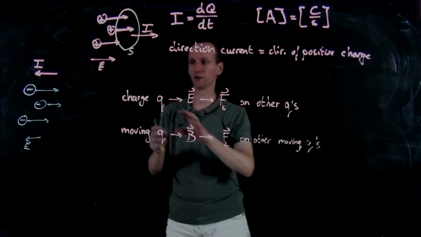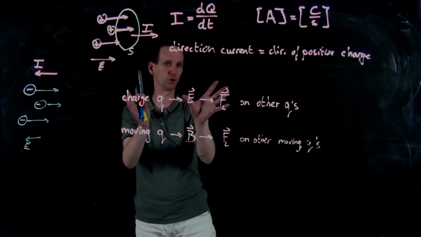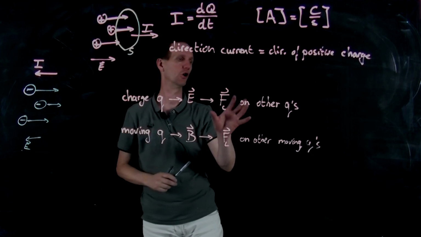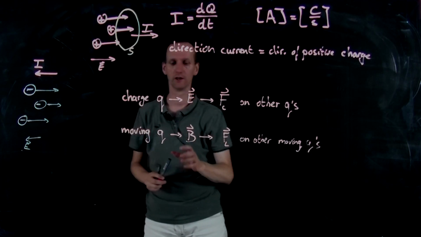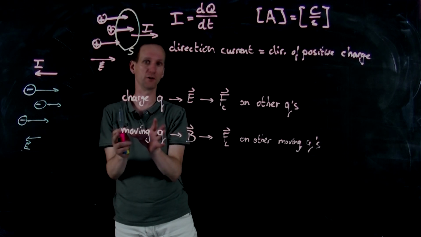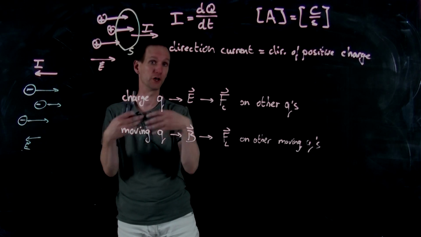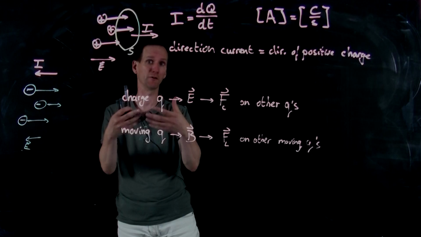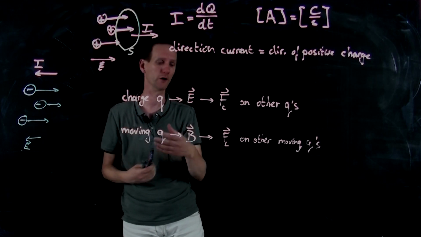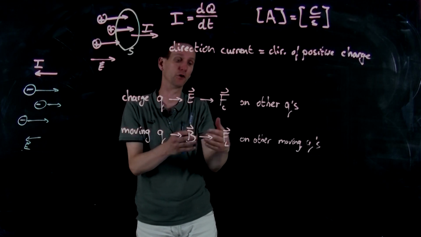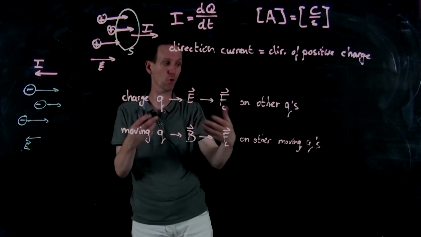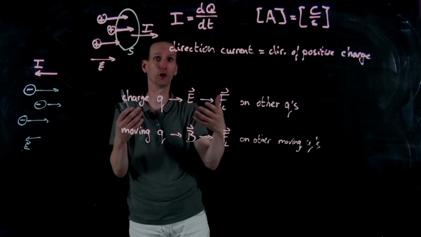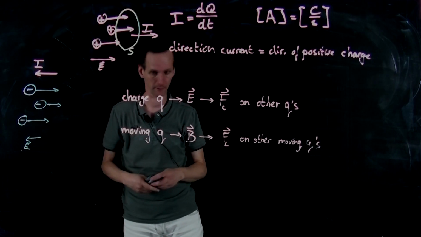So the electric field, the Coulomb force, always acts on charges in general, static or dynamic. A magnetic field is generated by moving charge, so a current generates a magnetic field. There's a magnetic field around a current carrying wire, but that magnetic field also acts via the Lorentz force on other moving charges or other current carrying wires.